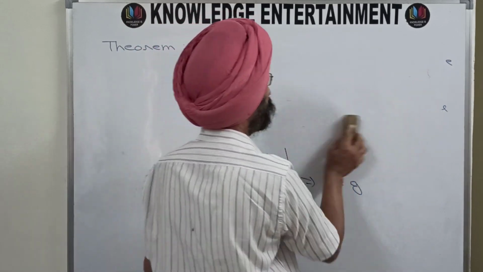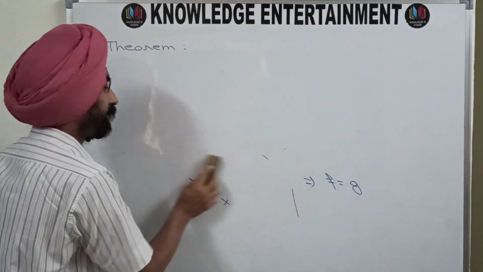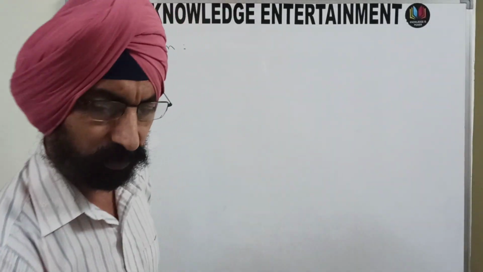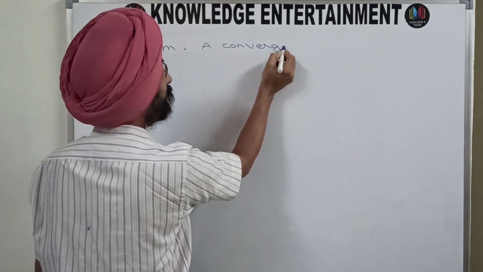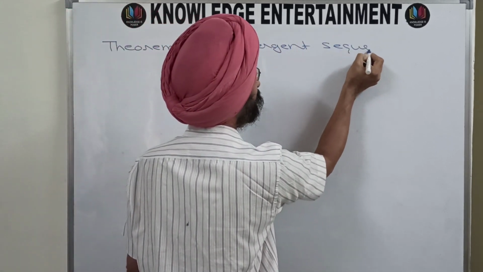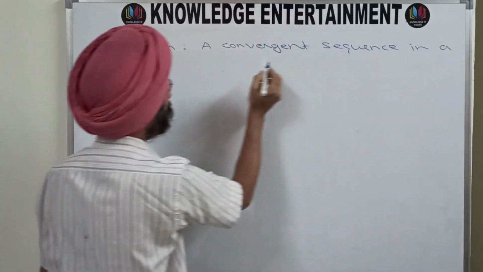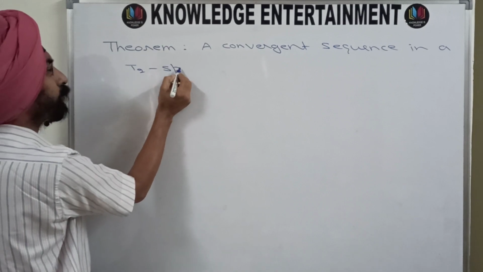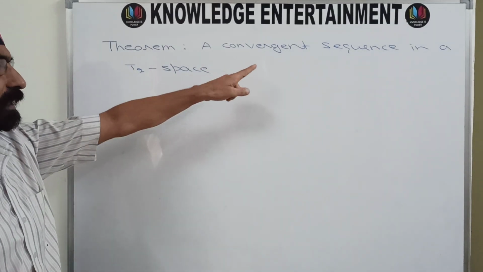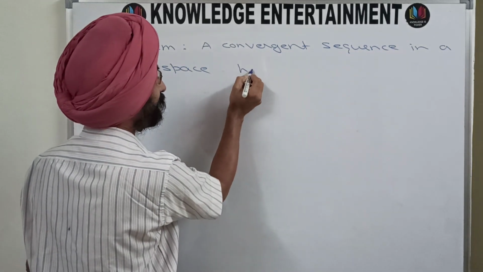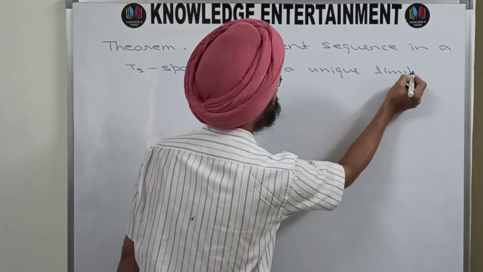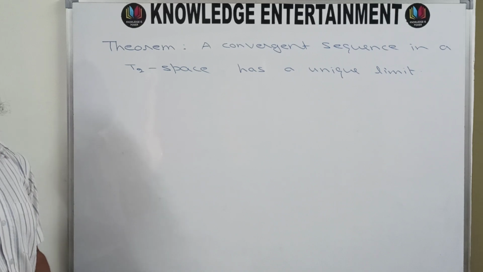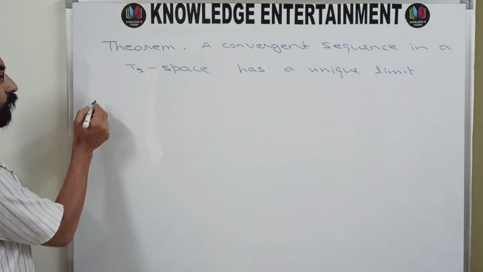The next theorem on Hausdorff spaces will prove that the statement, first I am writing the statement of the theorem. The statement is: a convergent sequence in a T2 space has a unique limit. T2 space means Hausdorff space. It cannot have two limit points. This we are to show, prove.